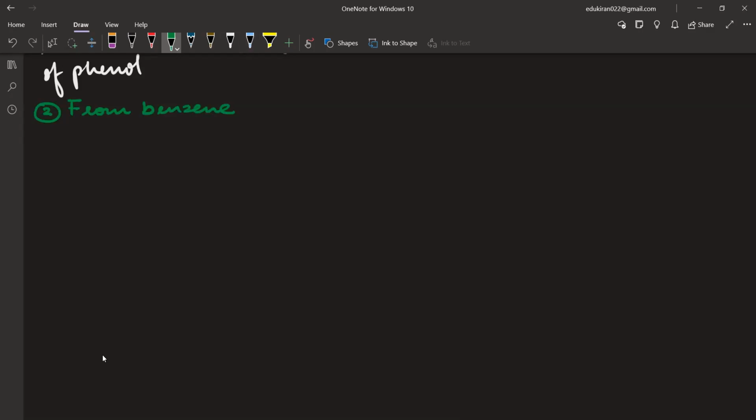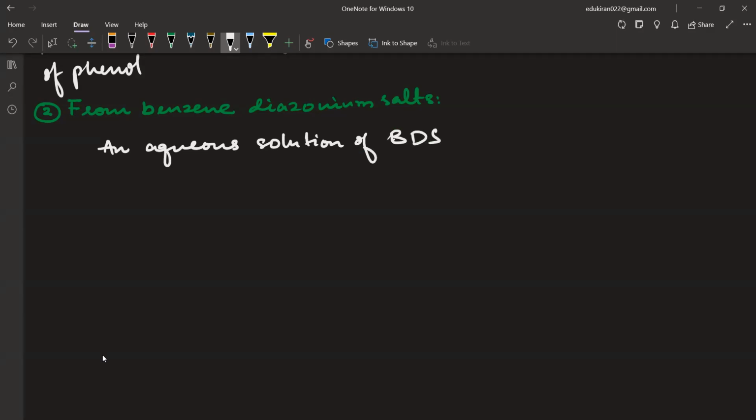From benzene diazonium salts. Okay, please write. An aqueous solution of BDS, benzene diazonium salt, gives phenol on heating. Okay, that means what we have to do? We just have to heat the benzene diazonium salt.